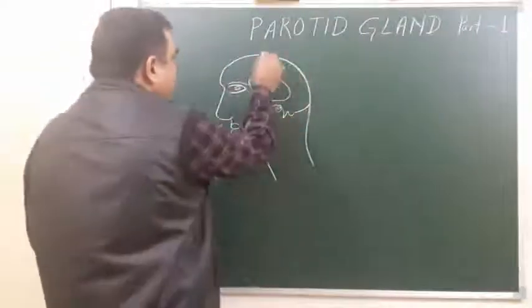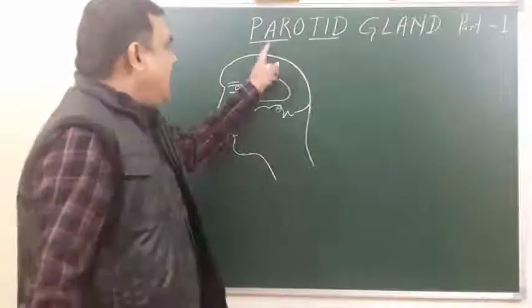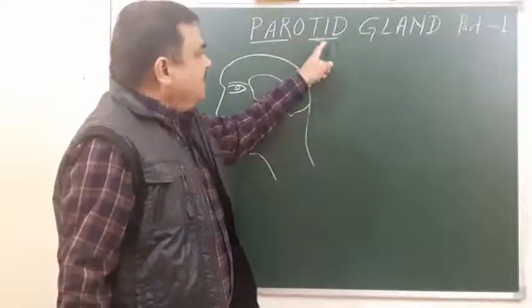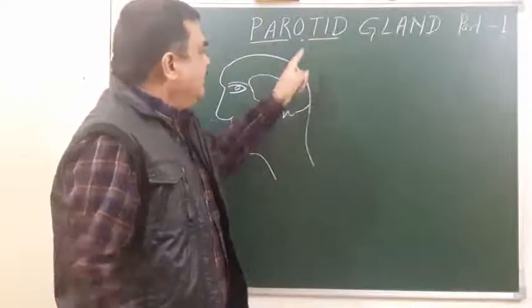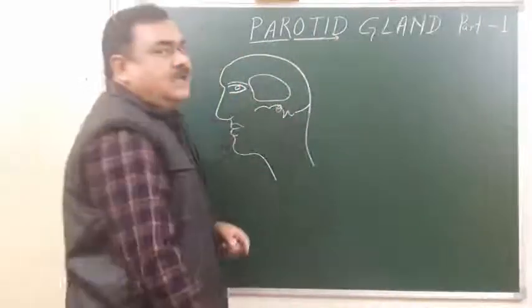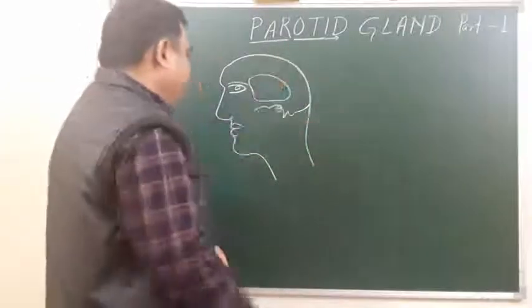Parotid term, that means para means around, tid means ear, otid, parotid, around the ear, that means structure around the ear.